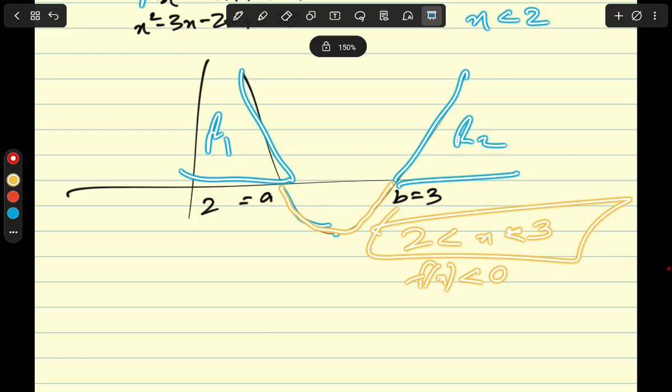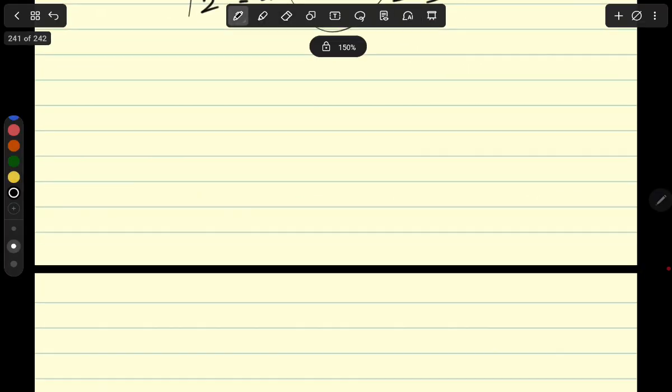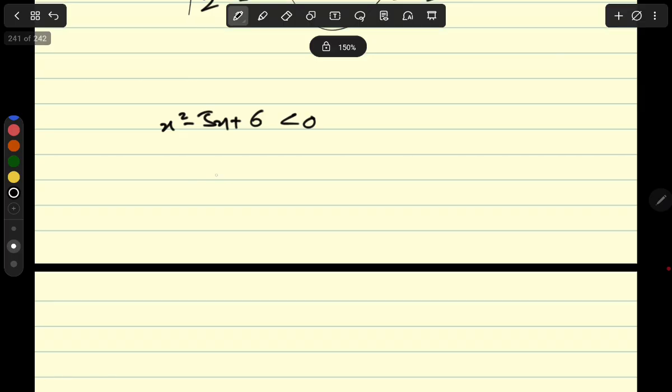Now let's try another. So if you had x squared minus 5x plus 6 is less than 0, and this is the same question, the same roots 3 and 2, so you will just say that x lies between 3 and 2, right? Notice how little work we actually did. One graph answered 2 questions.